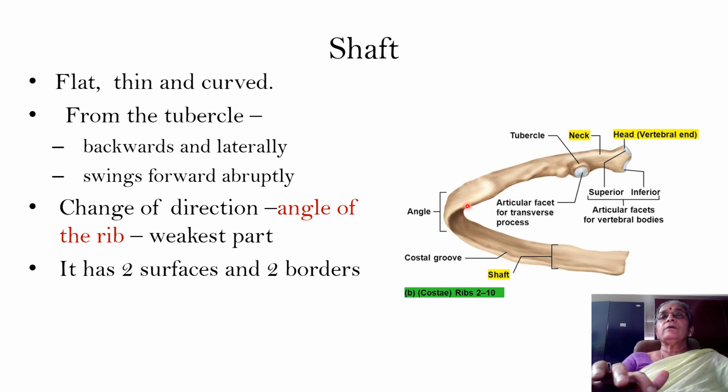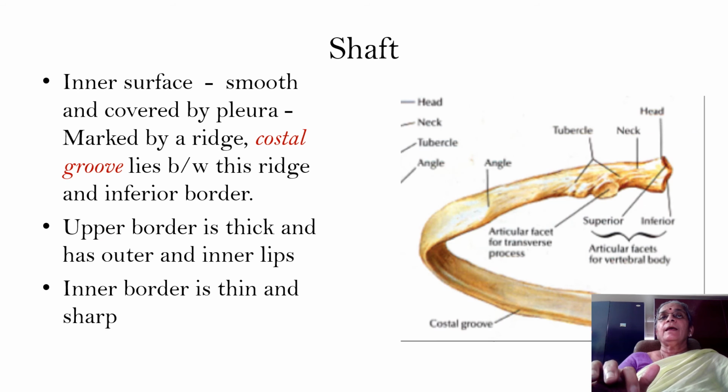And the shaft has two surfaces, the external surface and internal surface. The inner surface of the shaft is smooth, and it is marked by a ridge. This is the ridge, and below it there is a groove called the costal groove. So the costal groove is between the costal ridge and the inferior border of the shaft of the rib. This is the superior border. The superior border is thick, whereas the inferior border is thin and sharp. And the superior border has two lips, an outer lip and an inner lip.